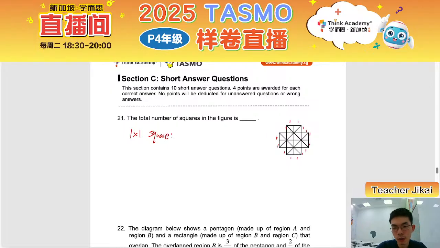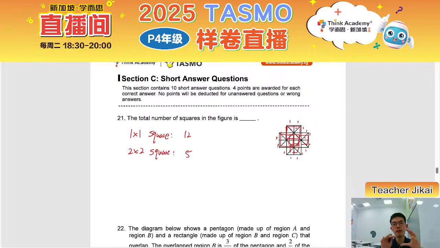We have 1, 2, 3, 4, 5, 6, 7, 8, 9, 10, 11, 12. Yes, we have 12 1 times 1 squares. And how about the 2 times 2 squares? We just focus on one midpoint, right? It will be like this. 1, 2, 3, 4, 5. Right, we have 5. And is it all?